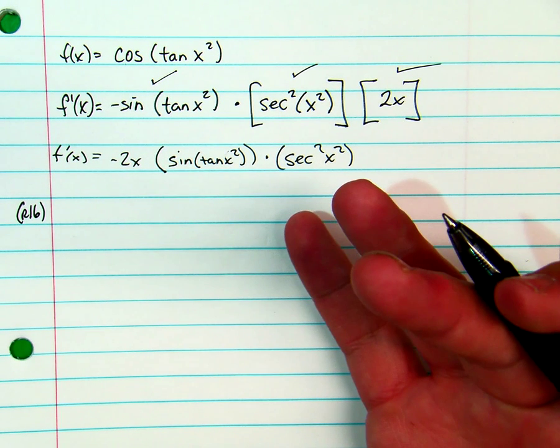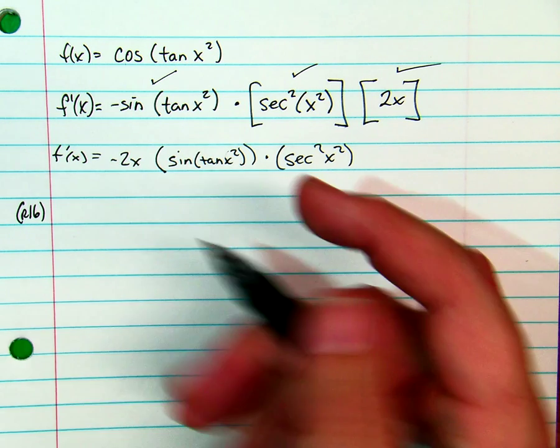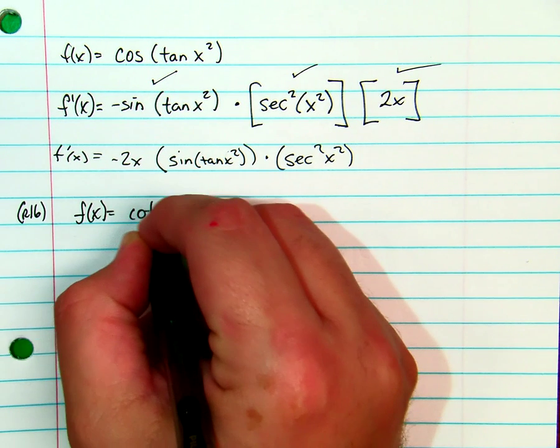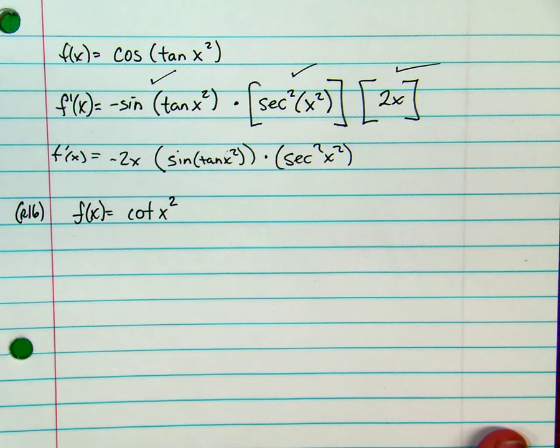Number 16, cotangent. So if f of x is equal to, we'll just do the cotangent of x squared. You found it? Yep. Awesome.